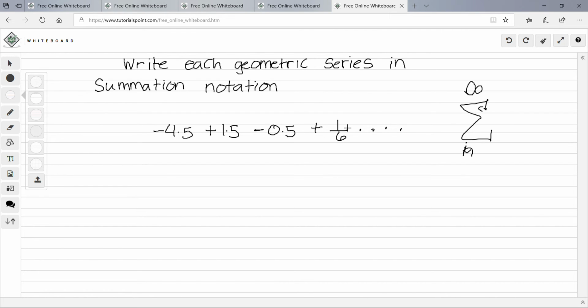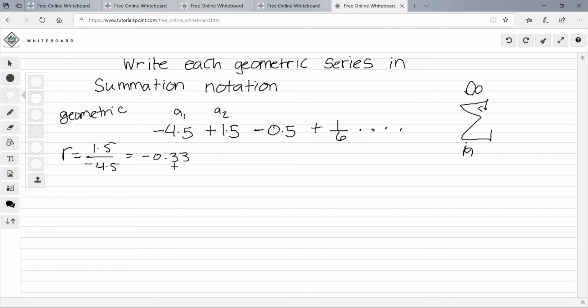So we know it goes to infinity. We also know it's a geometric series, so it must have a common ratio. To find the ratio, you take the second term divided by the first term, so 1.5 divided by negative 4.5. That gives us negative 0.33. Okay, so we found the ratio.